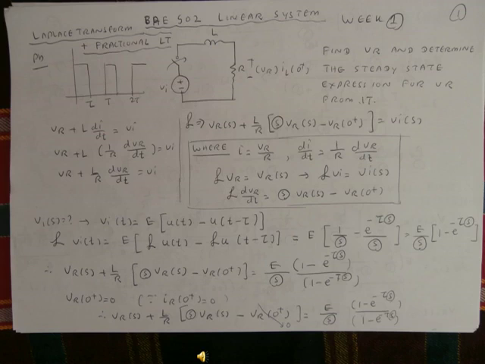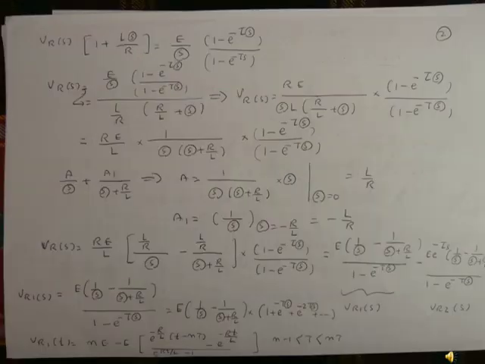Then we continue to solve this problem. So we continue to resolve. The VR(s) multiplied by 1 plus s L/R equals E/s multiplied by 1 minus e^(-tau s) divided by 1 minus e^(-Ts).